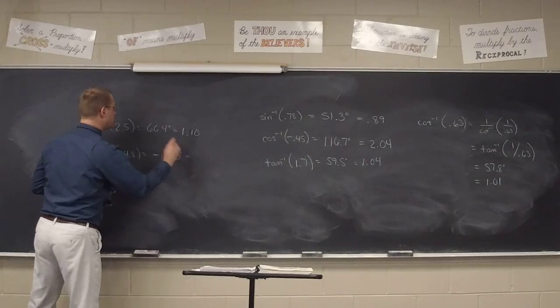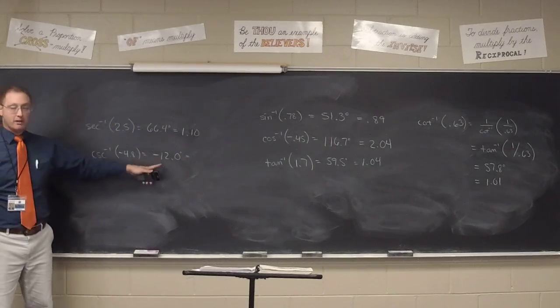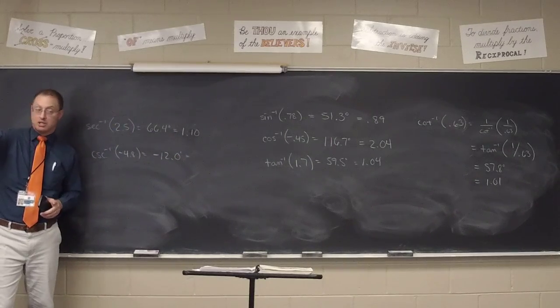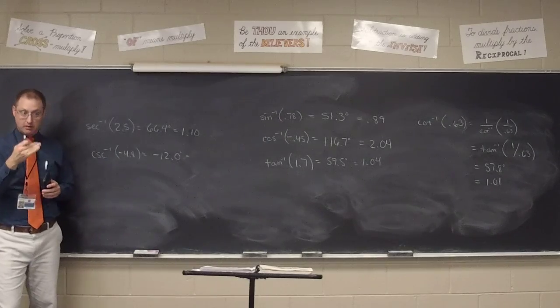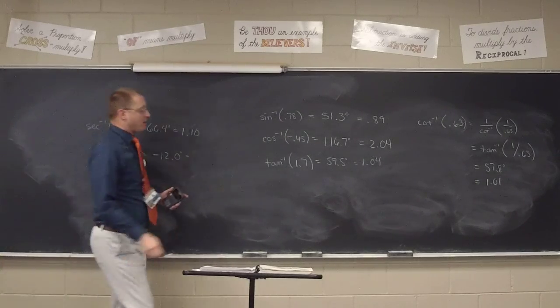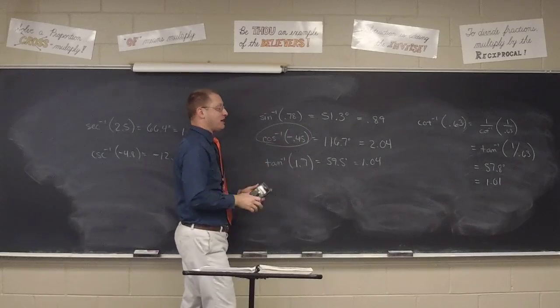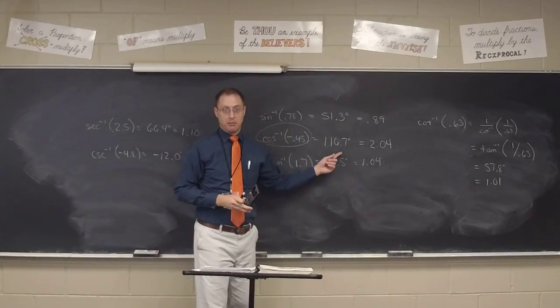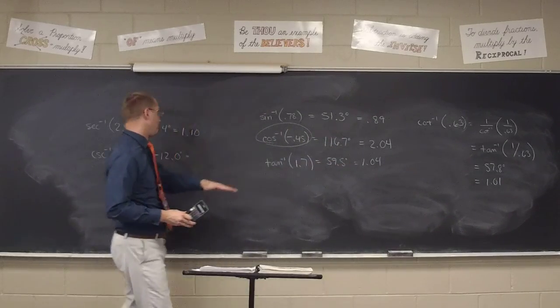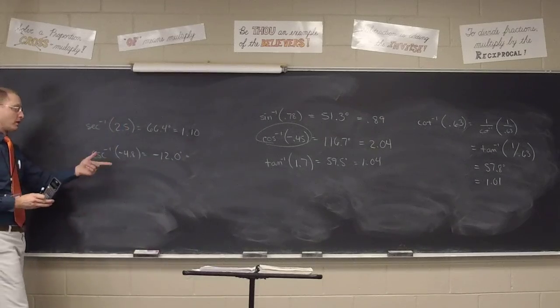Negative 12.0 degrees. Now remember, it's going to give you a negative angle because arc sine is limited between negative 90 and 90, isn't it? Whereas, for instance, when you had the negative on cosine, or arc cosine, it gave you a quadrant 2 angle. Because remember, arc cosine is between 0 and 180. When it's between negative 90 and 90, the angle comes out negative.